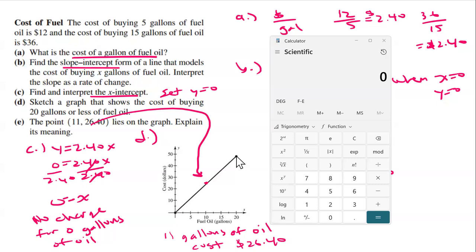How do we find the other point here? Well, it's asking what it would cost to buy 20 gallons of oil. We know that the cost per gallon is $2.40. So if I put $2.40 here and then multiply this by 20 gallons, that will give us 48. That would be a total of $48 for 20 gallons of oil.